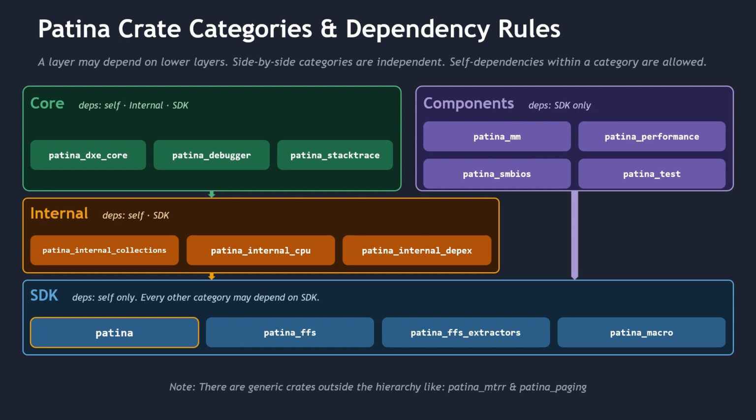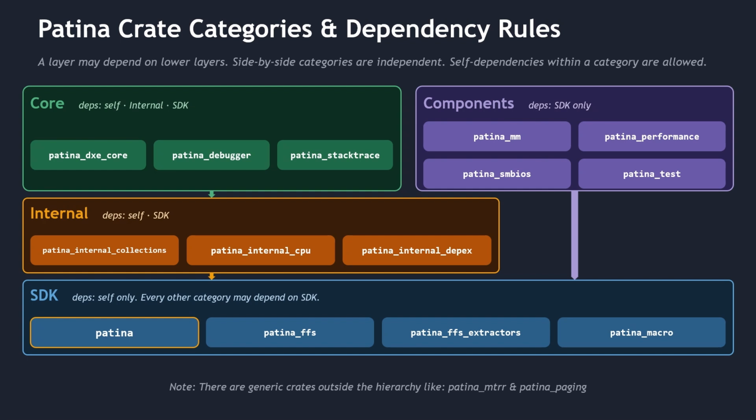One of the last things we're going to look at before jumping into the repos themselves is how we have organized the crates and the relationships between them. In this diagram, higher level crates may depend on lower levels. Side-by-side categories are independent, and we generally allow crates within a given category to depend on each other. Beginning at the bottom is the SDK. These are the ones that are most available to other crates to be able to use.